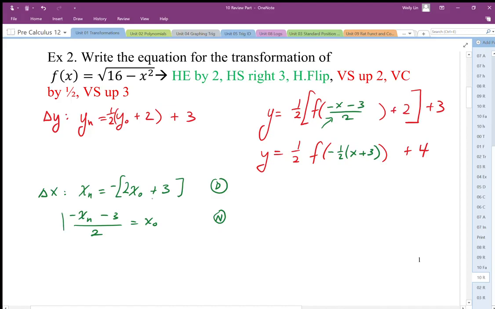And the notation is always the reverse of the description. So that's what ends up showing up in there.